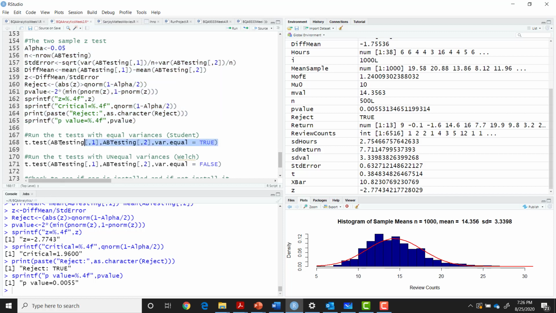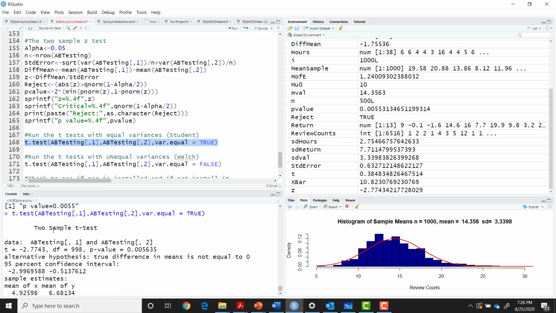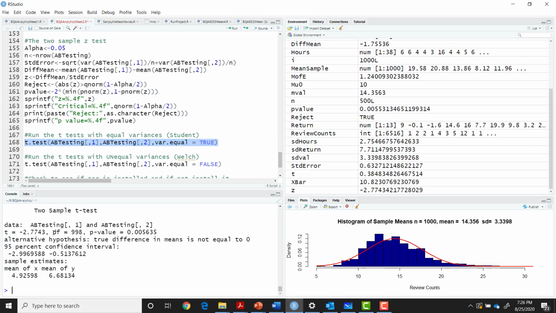Now let's do the same with the t-test. So if you want to run a Student's t-test, then we do group 1, group 2, and we have var.equal equals TRUE. So very simple. Group 1, group 2, the first column, the second column, and we select equal variances. And that's basically the t-test.